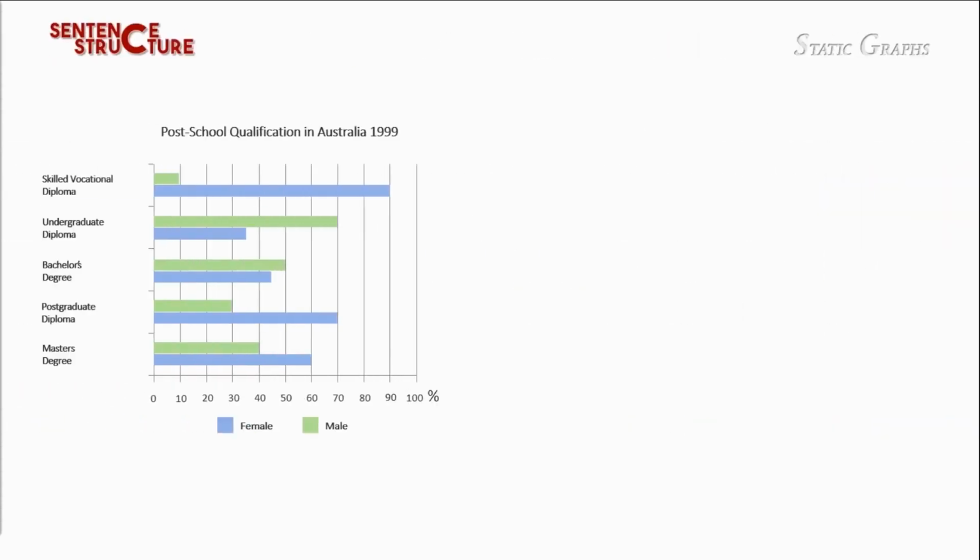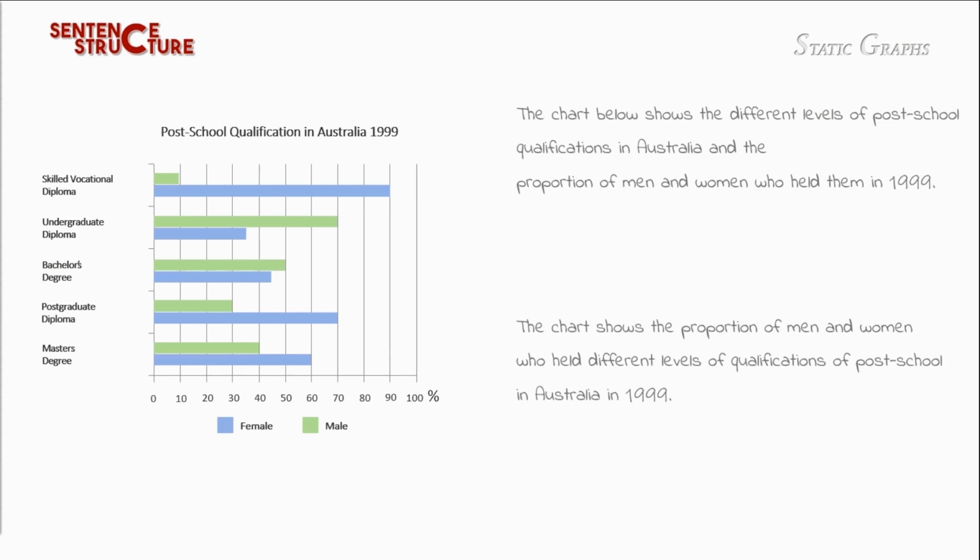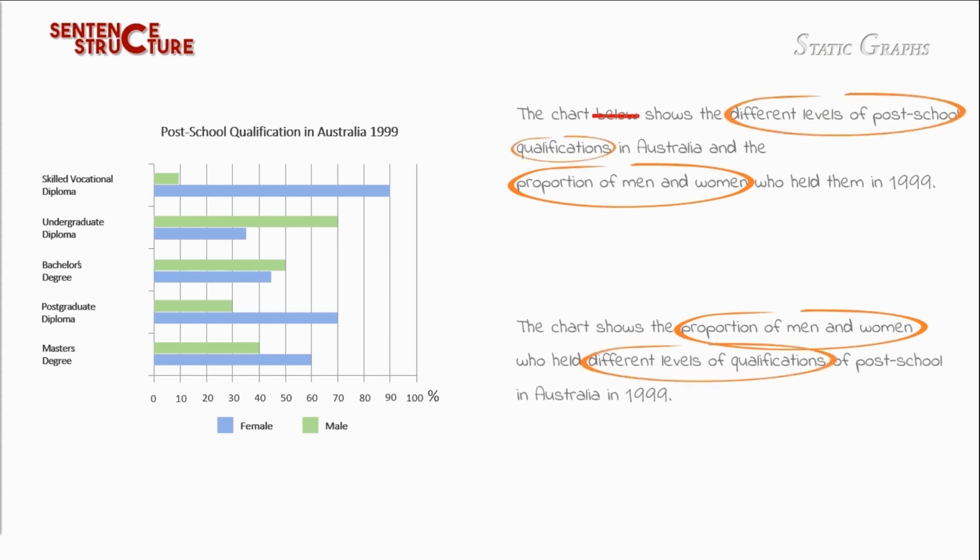Let's proceed to paraphrasing, changing the sentence structure. The chart below shows the different levels of post-school qualifications in Australia and the proportion of men and women who held them in 1999. The chart shows the proportion of men and women who held different levels of qualifications of post-school in Australia in 1999. In this example, we move the phrase proportion of men and women in the beginning of the sentence and specify the word them to post-school qualifications. This way, the sentence structure changed, but we retained the meaning of the original sentence.